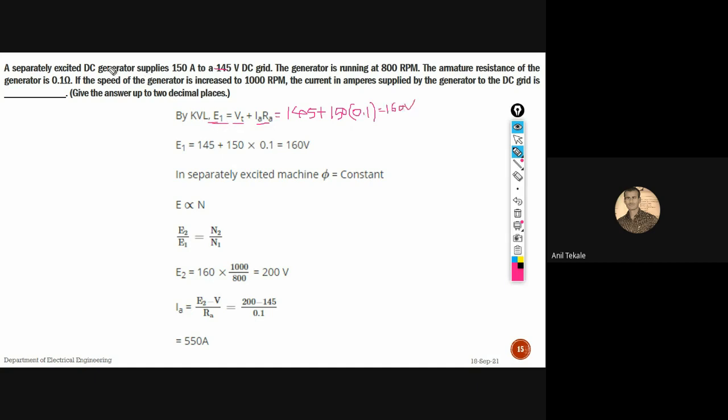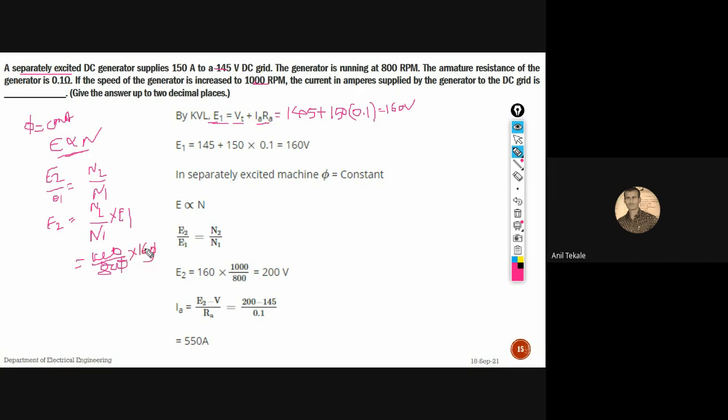Okay. Now again they have told us separately excited. Separately excited means your flux will be constant. Flux will be constant, that means E is directly proportional to the speed. So we can write E2 by E1 is equal to N2 by N1. So now you tell me what is E2? We don't know. E2 is equal to N2 divided by N1 multiplied by E1. N2 value they have given is 1000, N1 value 800, into E1 value we had 160.